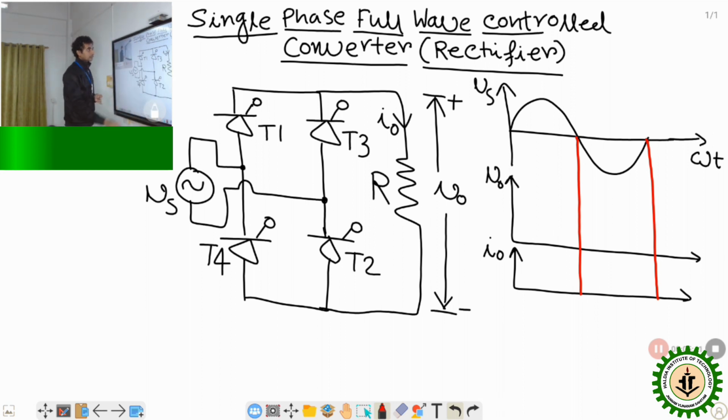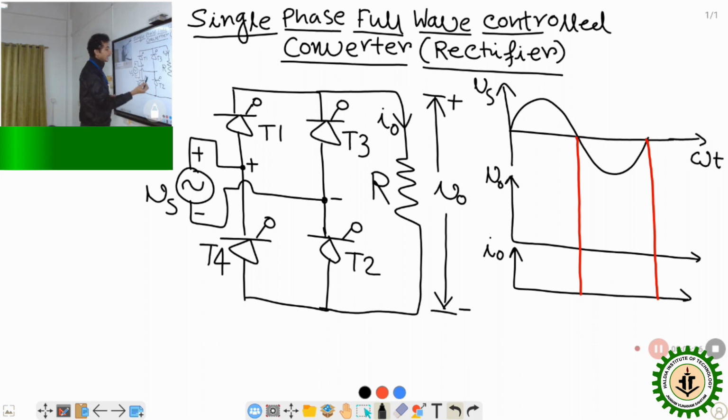Now, in the positive half cycle, say this is positive and this is negative, so it will be plus here and minus here. At this condition, plus is connected to the anode of thyristor T1. That means the anode is more positive than the cathode, so thyristor T1 is forward biased. On the other hand, in this leg, plus is connected with the cathode of thyristor T4. So in this leg, T4 is reverse biased. So T1 is forward biased, T4 is reverse biased.